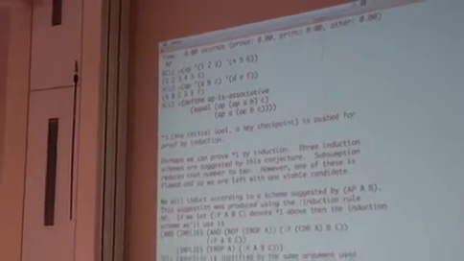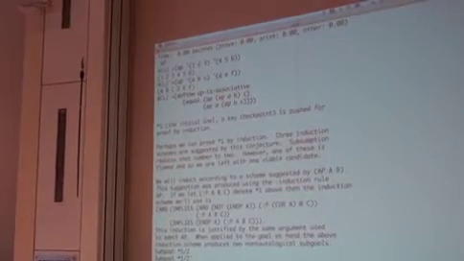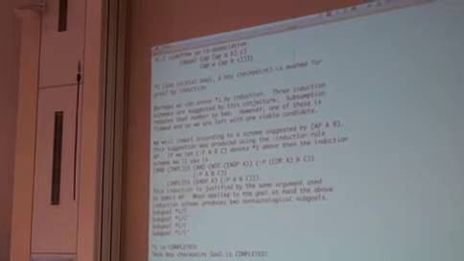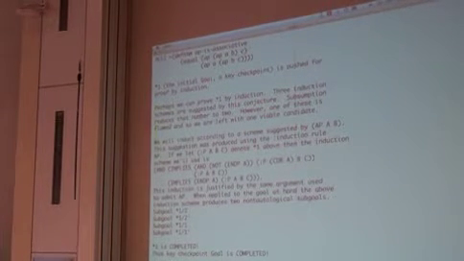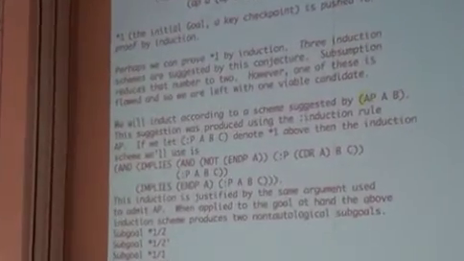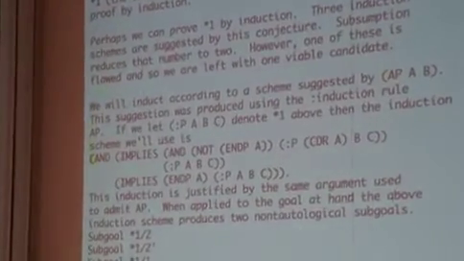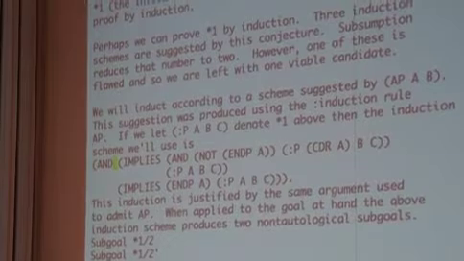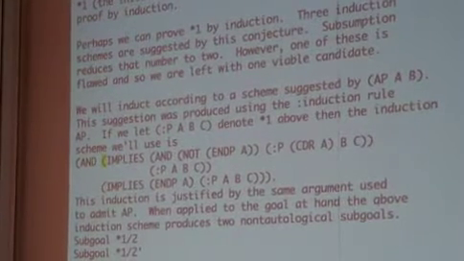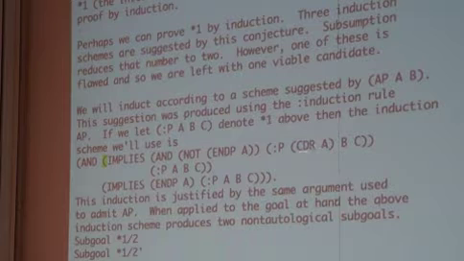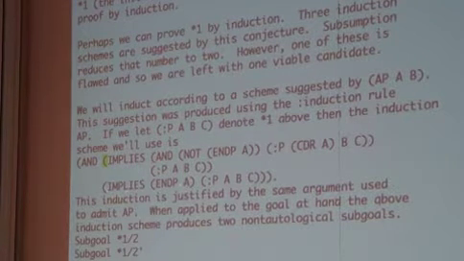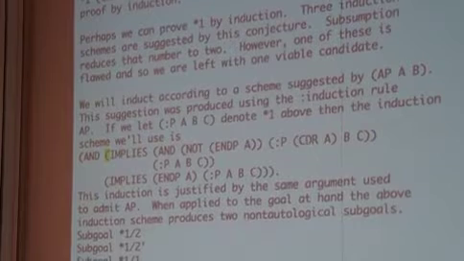I'm going to go back to where I was. And it says, perhaps we can prove it by induction. It decides it will induct according to the scheme suggested by append A B. Here's the induction hypothesis, the induction argument. It says if A is not empty and the formula holds for the cdr of A, then prove that it holds for A. And the base case is if A is empty, prove the formula.